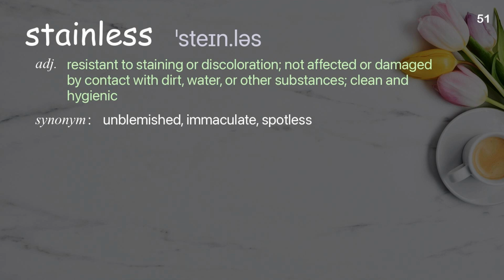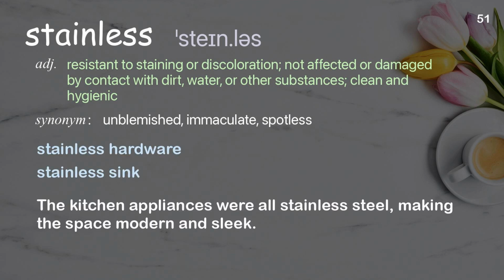Stainless: Resistant to staining or discoloration, not affected or damaged by contact with dirt, water, or other substances, clean and hygienic. Examples: Stainless hardware. Stainless sink. The kitchen appliances were all stainless steel, making the space modern and sleek.